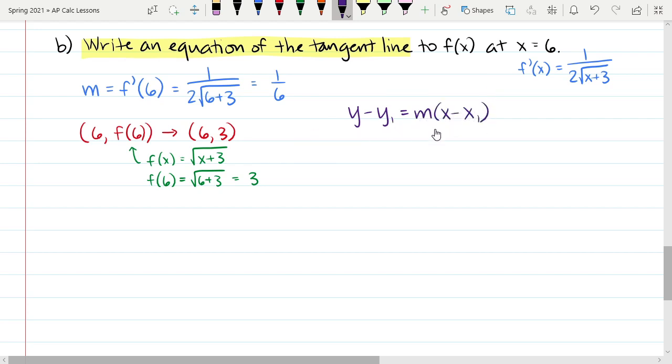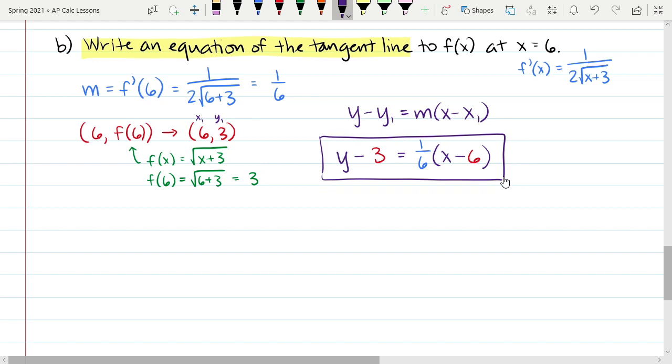Remember, we're going to replace the m, the slope, with our derivative, and we're going to replace the x1 and the y1 with the coordinates from our point of tangency. So finally, this becomes y minus 3 equals 1/6 times x minus 6. And that's the equation of our tangent line.